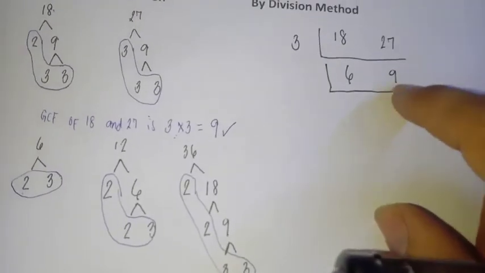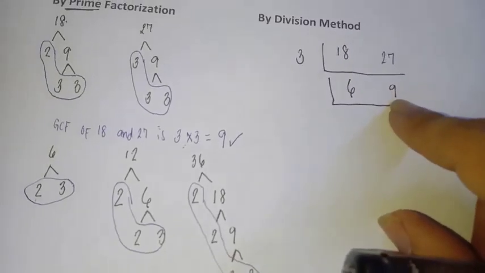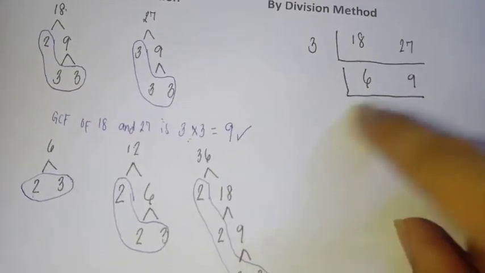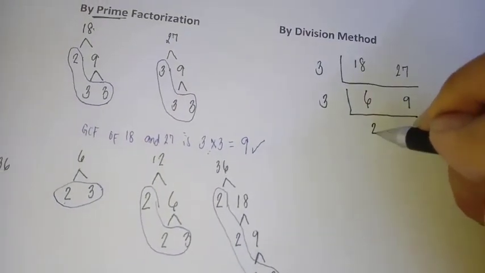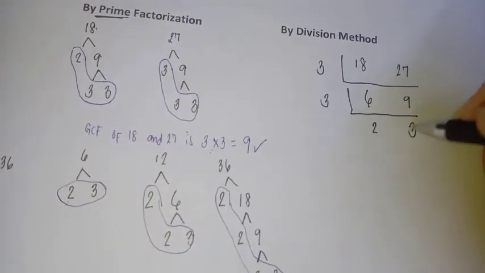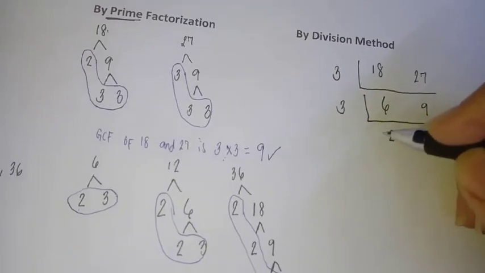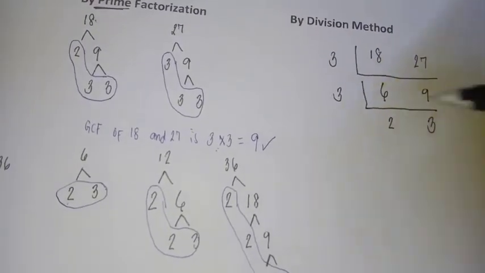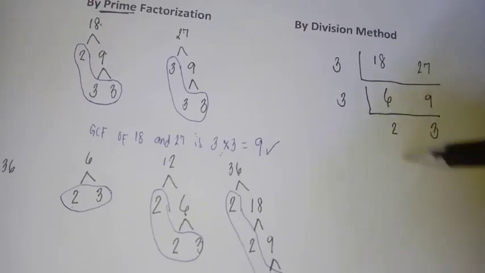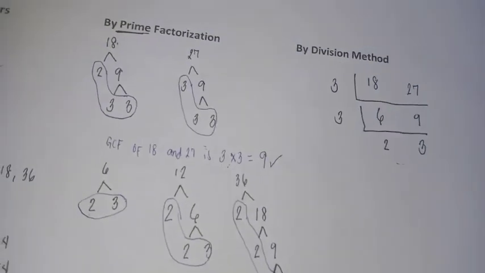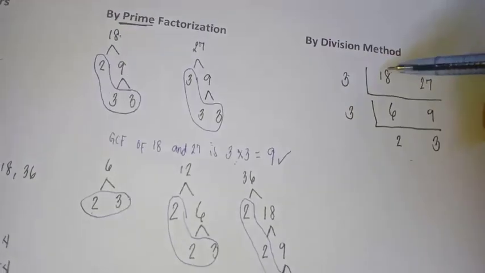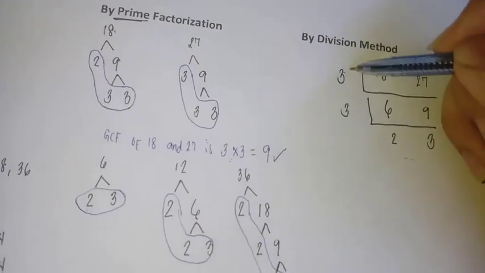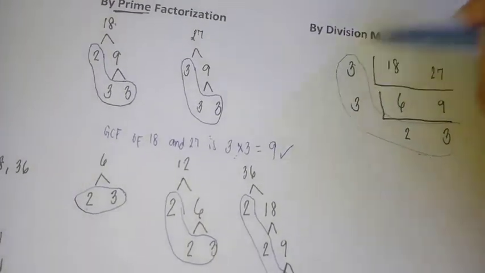So, 2, hindi pwede. 9 is an odd number. How about 3? Yes, pwede si 3. So, 6 divided by 3 is 2, and 9 divided by 3 is 3. Dito na tayo mag-end since wala nang other number na pwedeng i-divide by 2 and 3. So, therefore, factors of 18 and 27 are these.